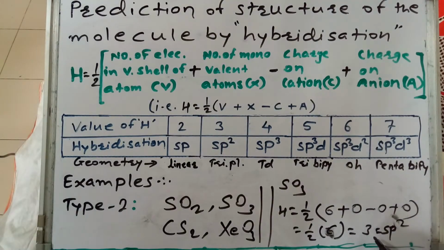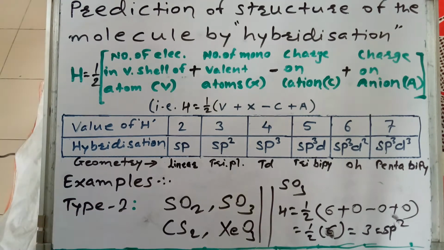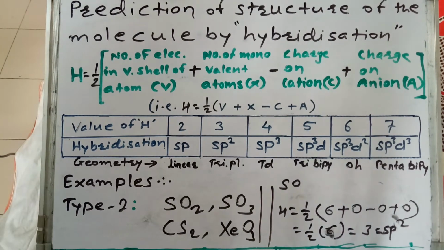See how you have to find out. This 3 means 1s and 2p, total 3, it should come like this. So its hybridization is sp2, which means the geometry is trigonal planar. Suppose if you write 2 here, let us see what geometry it gives.